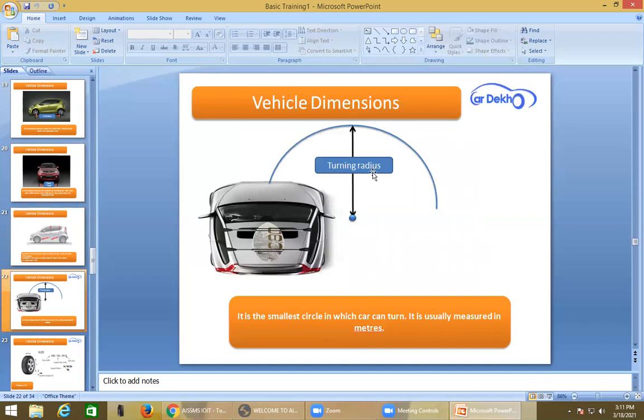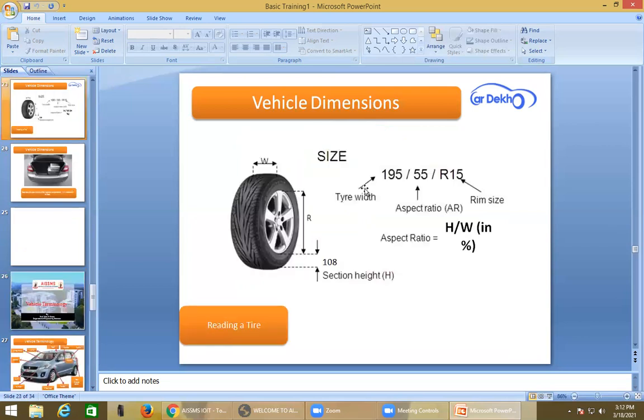Then vehicle dimensions, again the turning radius. What is turning radius? It is the smallest circle in which the car can turn. It is again measured in terms of meter. This picture may clear your doubts. See, when the vehicle is turning, it is the smallest circle in which the car can turn. So this smallest circle's radius is called the turning radius.